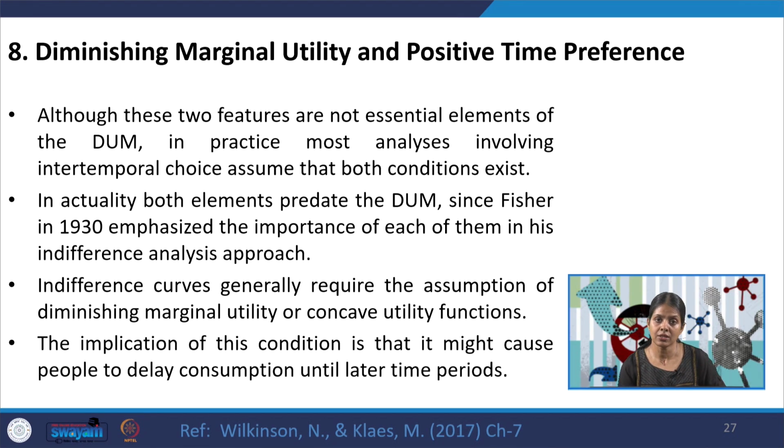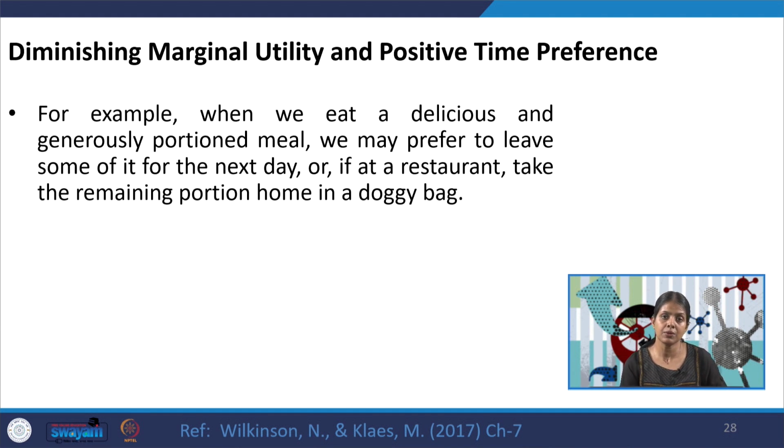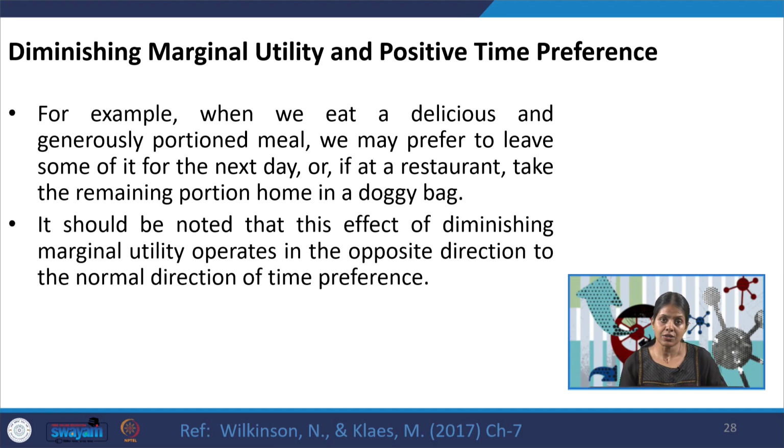The implication of this condition is that it might cause people to delay consumption until later time periods. For example, when we eat a delicious and generously portioned meal, we may prefer to leave some of it for the next day, or if at a restaurant, take the remaining portion home in a doggy bag. It should be noted that this effect of diminishing marginal utility operates in the opposite direction of the normal direction of time preference, because generally we say that we have diminishing marginal utility with respect to time preference also.